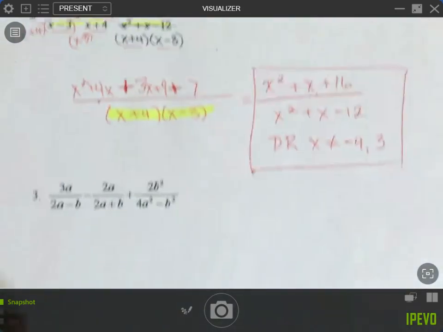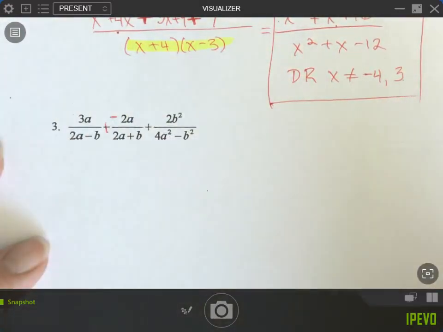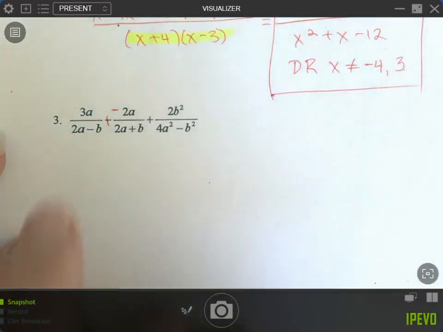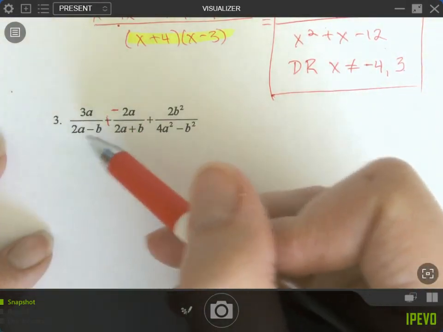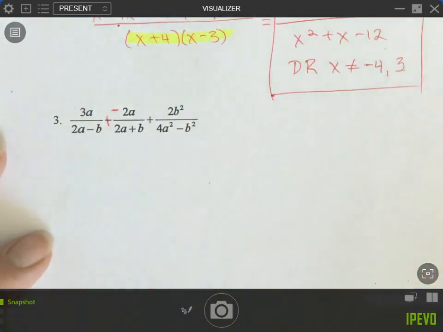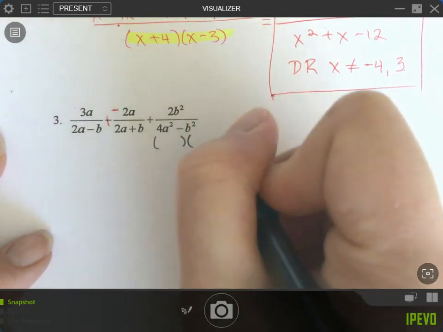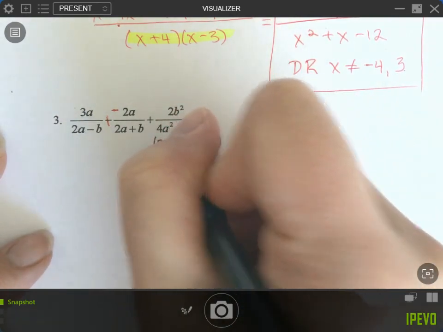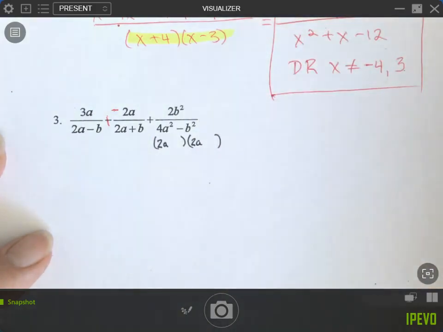Okay, last problem, easy part, change the sign. Now here's the deal. I got A's and B's here. There's nothing canceling because there's not an A here. So I'm stuck with this. This does factor. This is a difference of squares. At this point in our math, we should be able to see it. It's 2a and 2a. And what's going to give me a negative b squared?